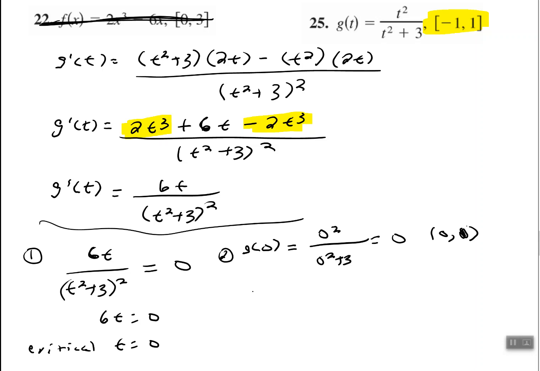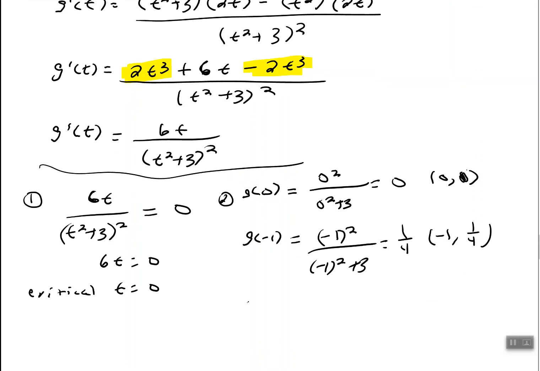If I let t equal negative 1, which is the first endpoint there, then I get 1 over 4. So 1/4. And then if I let t equal the other endpoint, which is positive 1, I still get the same thing, right?